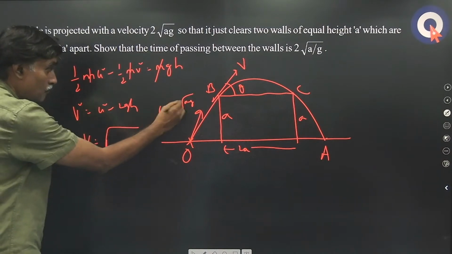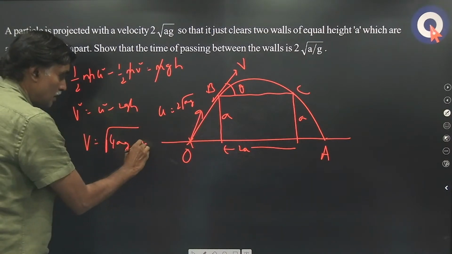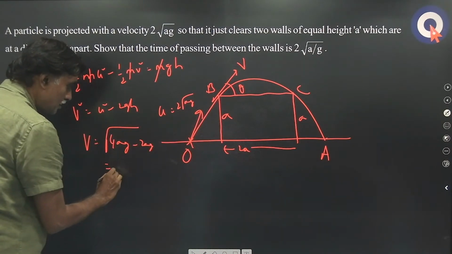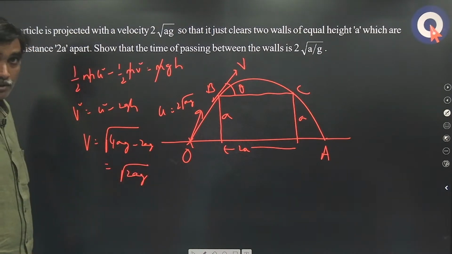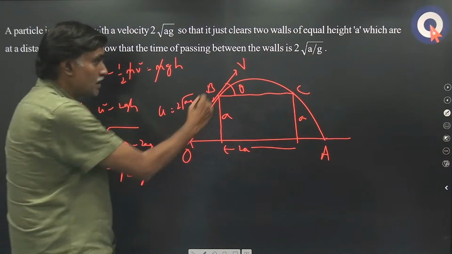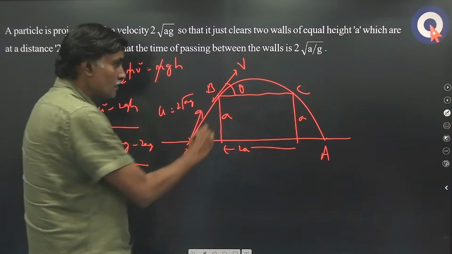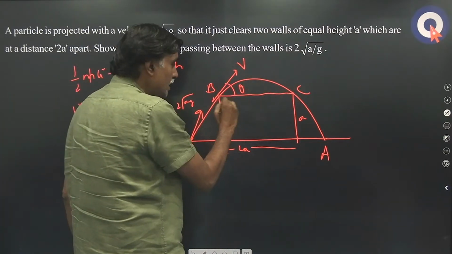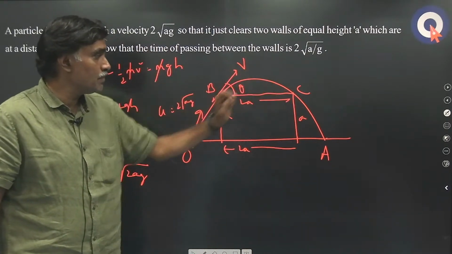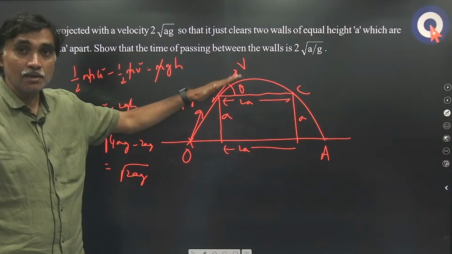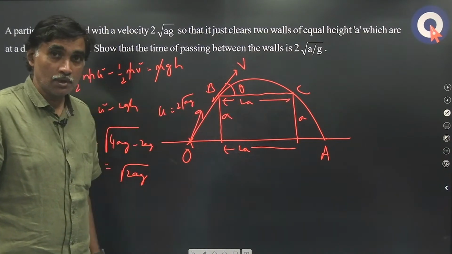What is u square? 4ag minus 2gh, h is a, so 2ag. So what is velocity there? It is root of 2ag. That is velocity at that point. Now from here to here, what is range? If I consider motion from B to C, what is range? 2a. Then what is time taken from B to C, they are asking. Now you know velocity here and angle of projection here is theta if I consider. Then range is 2a, you know. Then what is range formula?